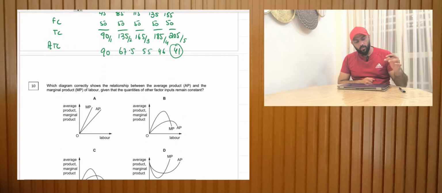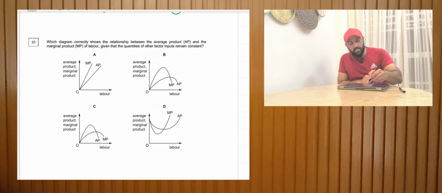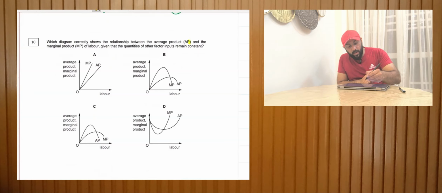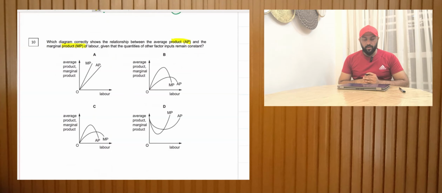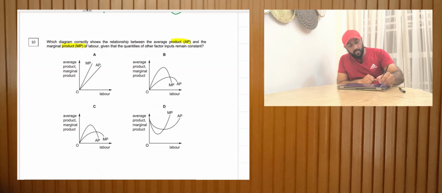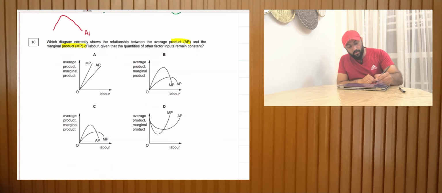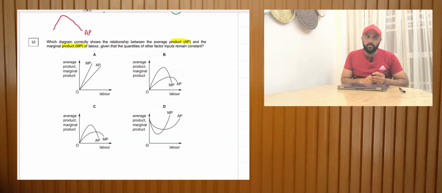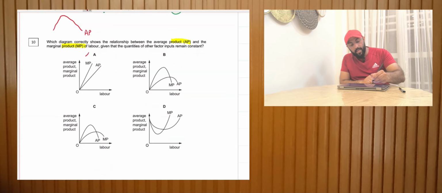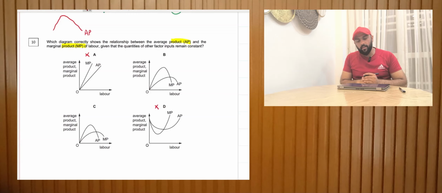Moving on to the last MCQ, which diagram correctly shows the relationship between average product and the marginal product? Now, we know that the shape of average and marginal is upward sloping and then downward sloping. This is average product, and a similar shape is for marginal product. Hence, A and D can never be the answer. B and C are the right answers.